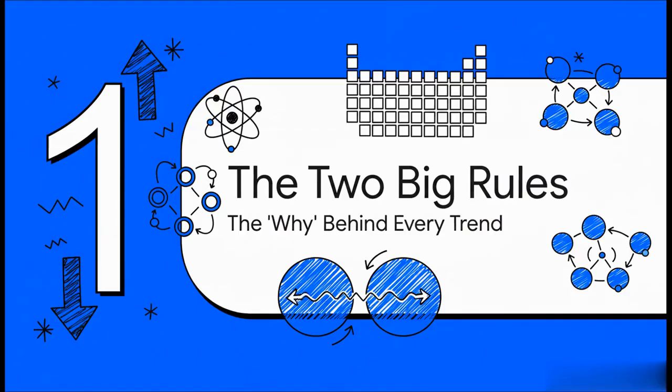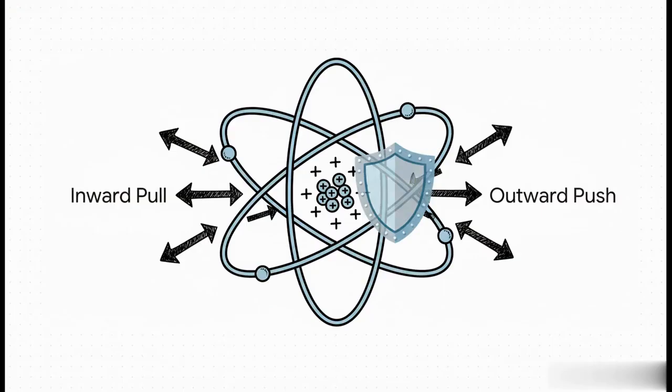This section is the absolute key. This is the why behind every single trend. I want you to forget about memorizing a dozen different things. If you can just get a handle on these two opposing forces, you'll be able to figure out the entire table on your own. I want you to think of every atom as a constant battle between a pull and a push. It's that simple.